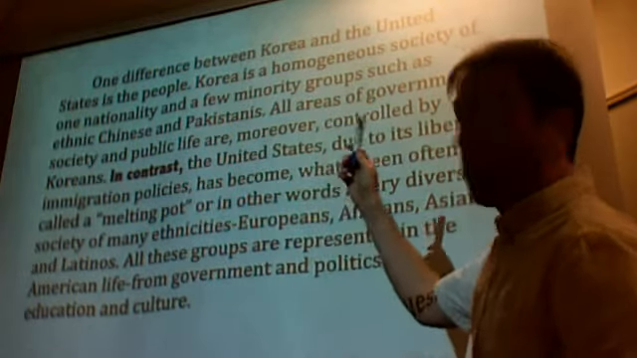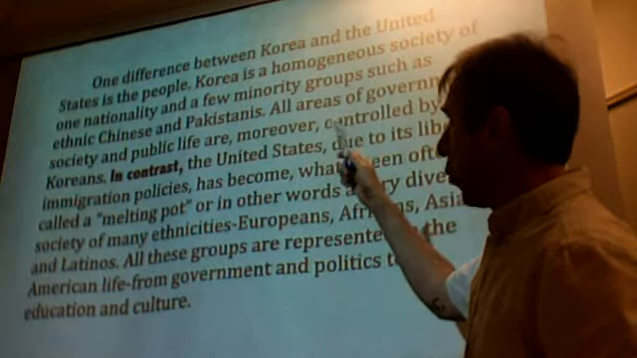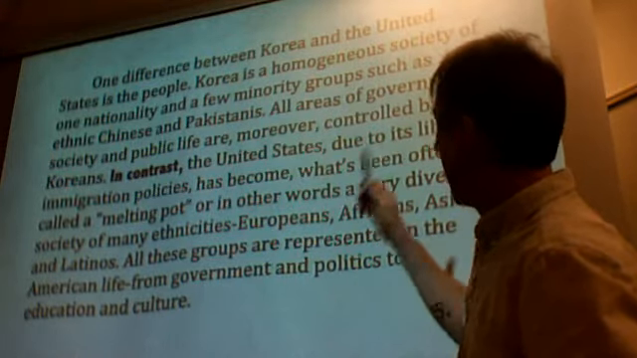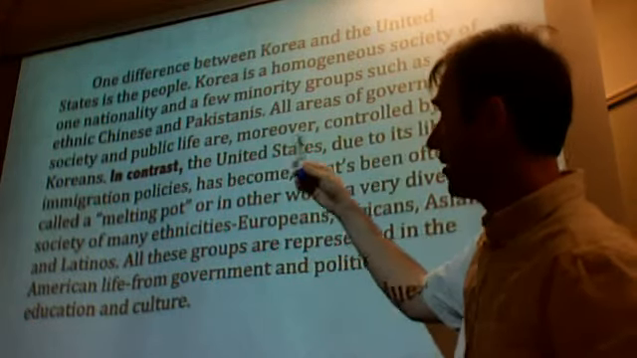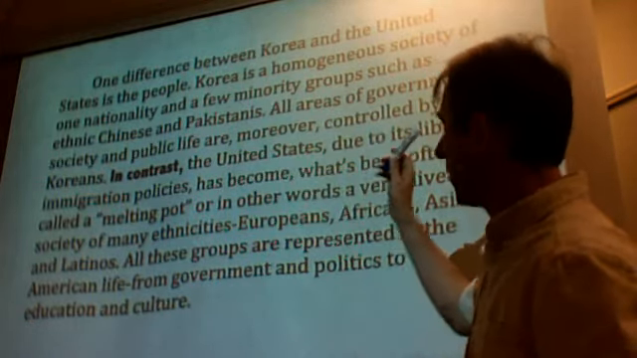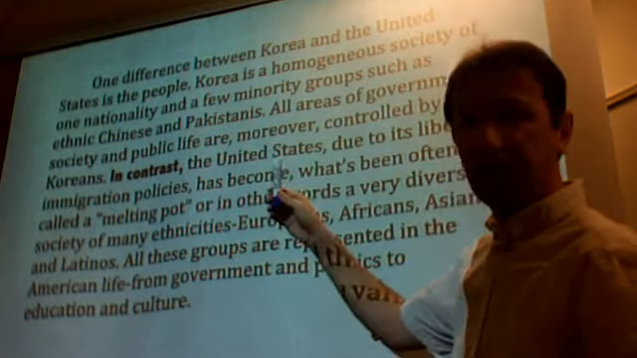One difference between Korea and the United States is the people. Korea is a homogeneous society of one nationality and a few minority groups such as ethnic Chinese and Pakistanis. All areas of government, society, and public life are, moreover, controlled by Koreans.